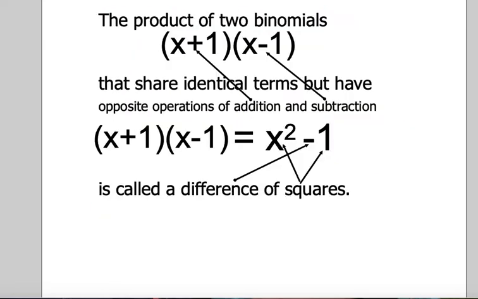So let's keep going. So it says the product of two binomials, so the product, this binomial, 2 terms, times this binomial, 2 terms, share identical terms but have opposite operations of addition and subtraction, so identical x's and identical ones, but separated by addition and subtraction, is also called the difference of squares. So this is like the first example from the previous page.